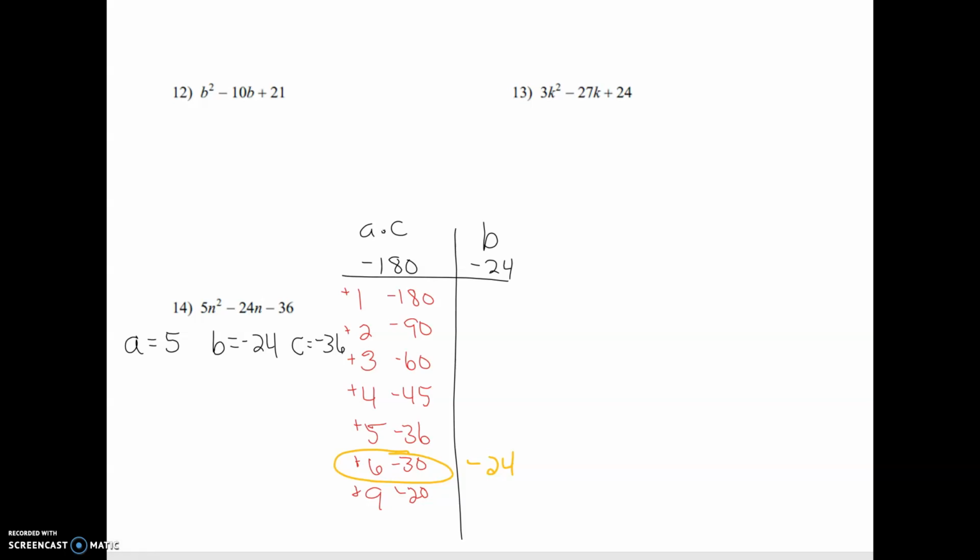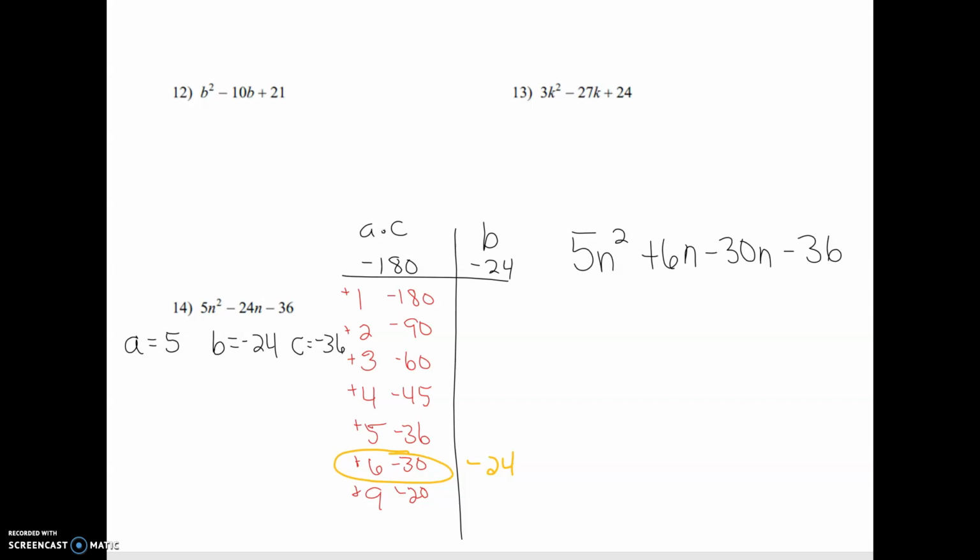Now let's go ahead and rewrite it with the b busted. 5n squared, and I'm going to bust the b, negative 24n, into the two factors that we found that multiply to equal negative 180. So that is positive 6n and negative 30n minus 36. When negative 30n and positive 6n are combined, it still adds up to be negative 24n. So I did not change the integrity of the problem. It's still the same value. I just busted the b into two different factors, 6 and negative 30.